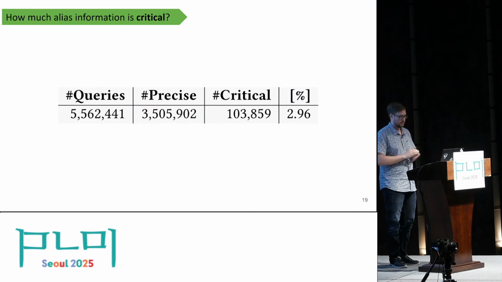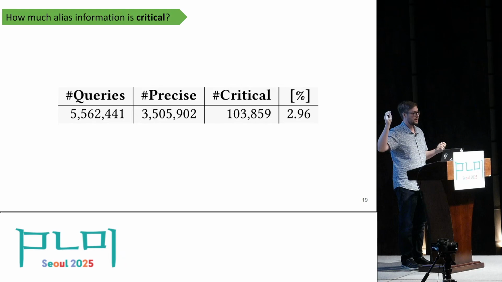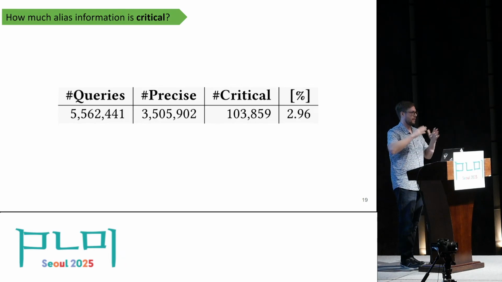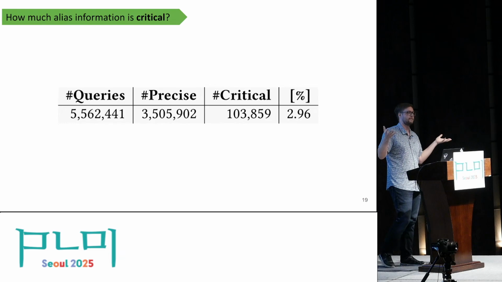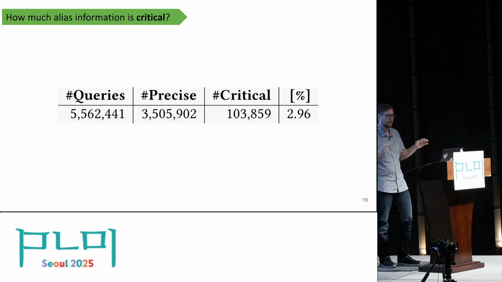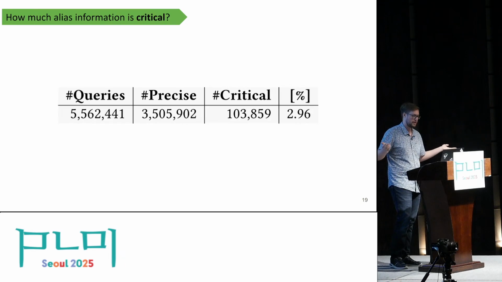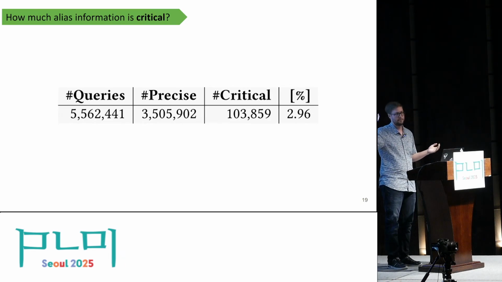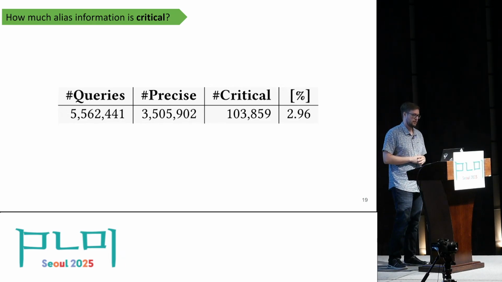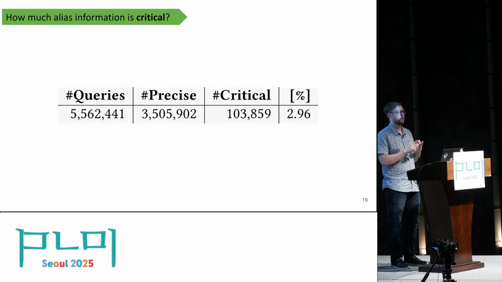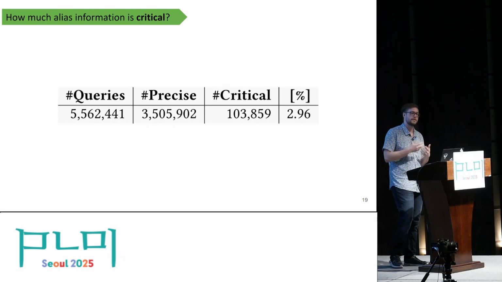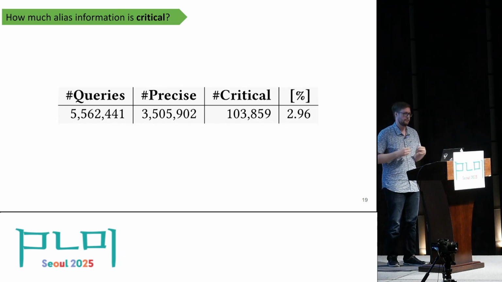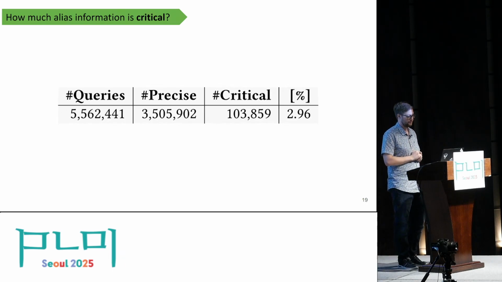So how do we read this from left to right? The first thing is the number of queries, the number of bits of information in general that the compiler needs to compile all of SPEC CPU 2017. There are around 5.5 million requests for aliasing information. Of these, 3.5 million are precise, so they are no, partial, or must, which are also the interesting ones for us because these are the ones that we can actually relax. For a may alias, we can't do anything.